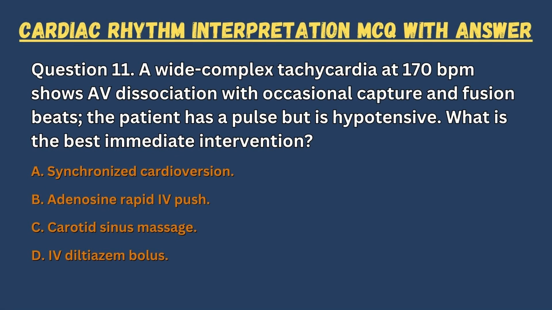Question 11. A wide complex tachycardia at 170 BPM shows AV dissociation with occasional capture and fusion beats. The patient has a pulse but is hypotensive. What is the best immediate intervention? A. Synchronized cardioversion. B. Adenosine rapid IV push. C. Carotid sinus massage. D. IV diltiazem bolus.